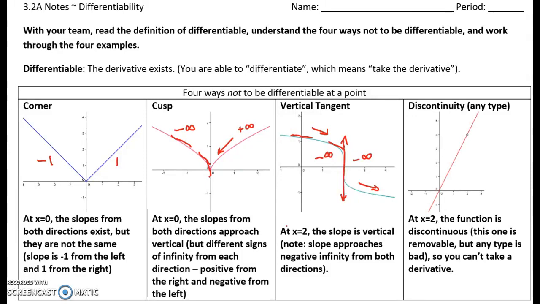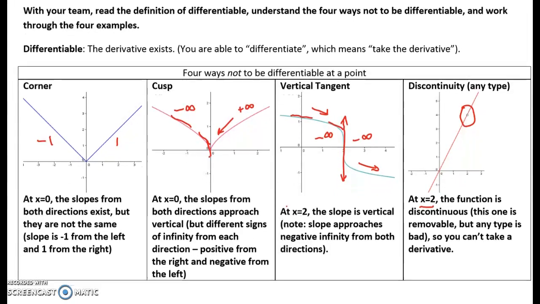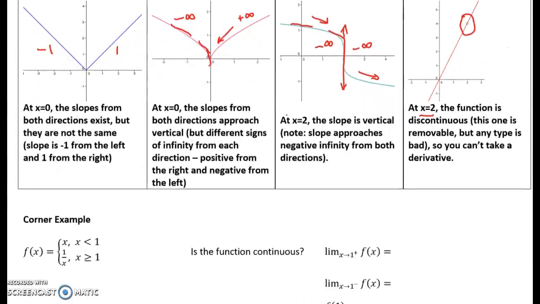It's maybe a little bit counterintuitive, but in order to write a tangent line equation, you need an x-coordinate, you need a slope, and you need a y-coordinate. And at this point here, you have an x-coordinate and you kind of have a slope, but you don't have a y-coordinate. So you can't really draw a tangent line at x equals 2. So those are the 4 ways not to be differentiable. It would also count as a discontinuity if you had a vertical asymptote, or any of the other types of discontinuities.